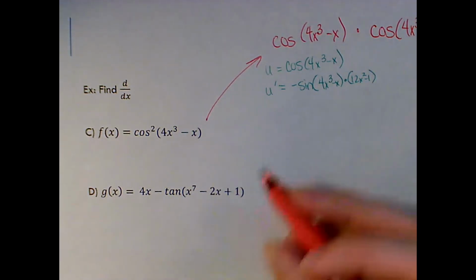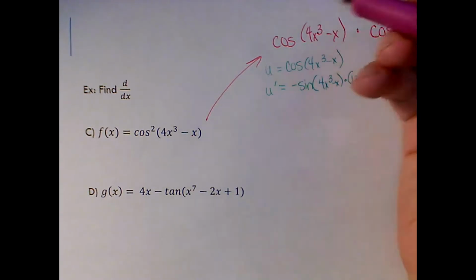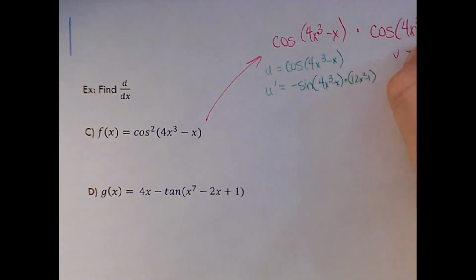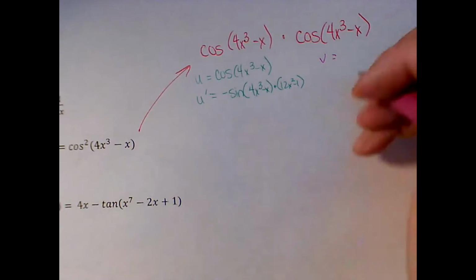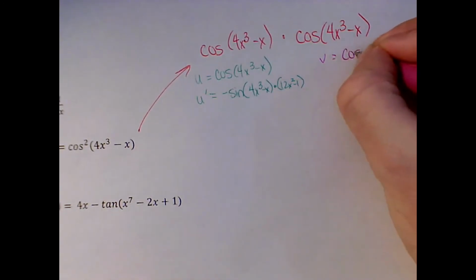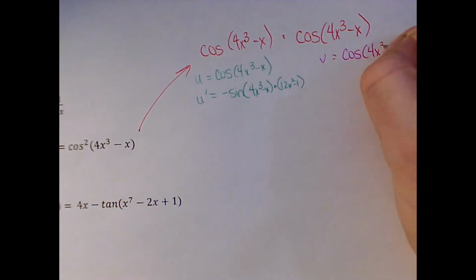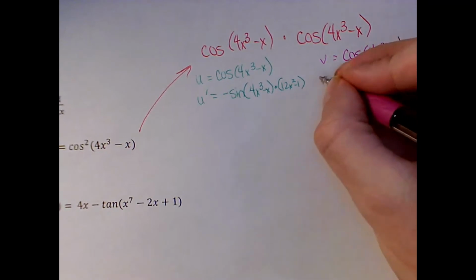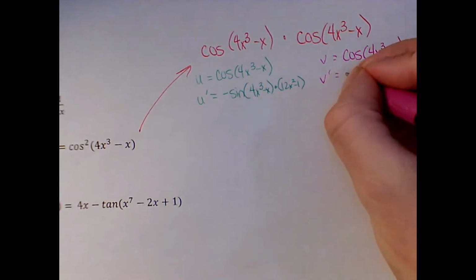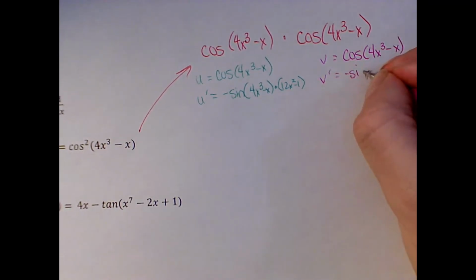Similarly, v, or regular v, is going to be cos of 4x to the third minus x. V prime is the same as we got before. Take the derivative of the outside, keep the inside, multiply the whole thing by the derivative of the inside.